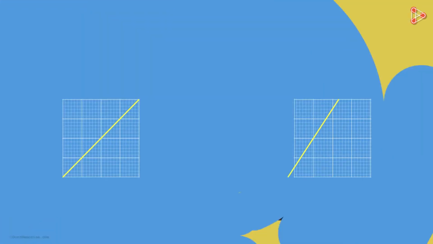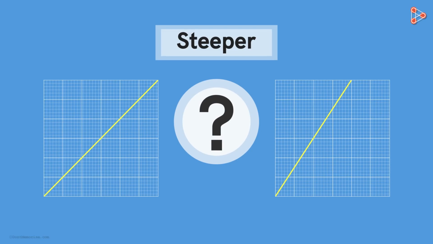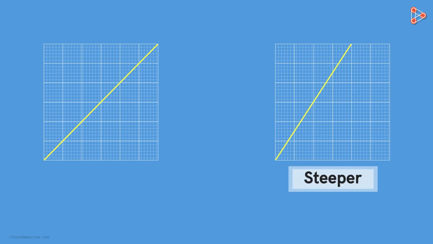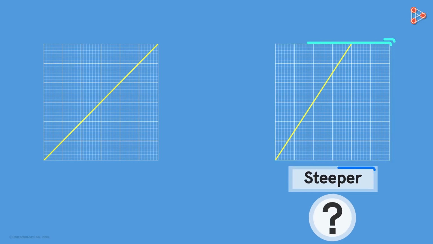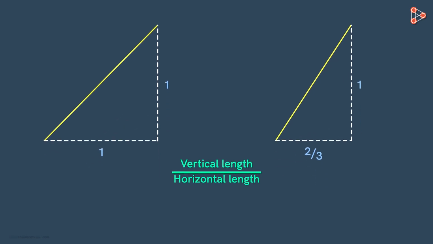For example, consider these two straight lines. Which one is steeper? Here the difference is subtle, but we can see that it's the second one. But can you think of a way to concretely prove that the second one is steeper? One simple way is to draw the horizontal and vertical lines like this, measure their lengths, and find the ratio of the vertical length to the horizontal length. On substituting the values, we get 1 and 1.5. The second ratio is clearly greater.